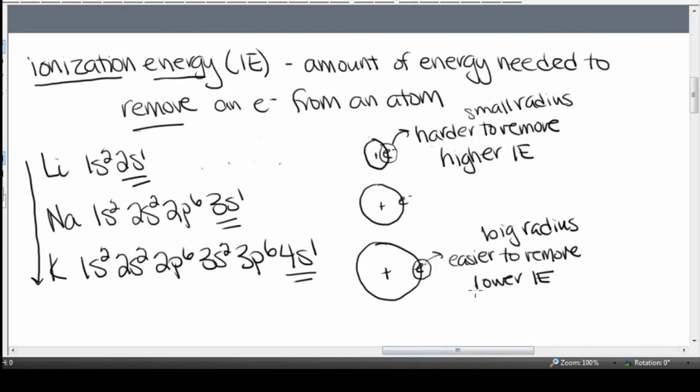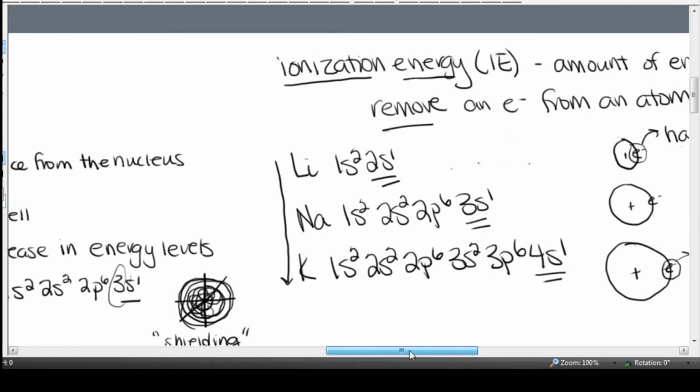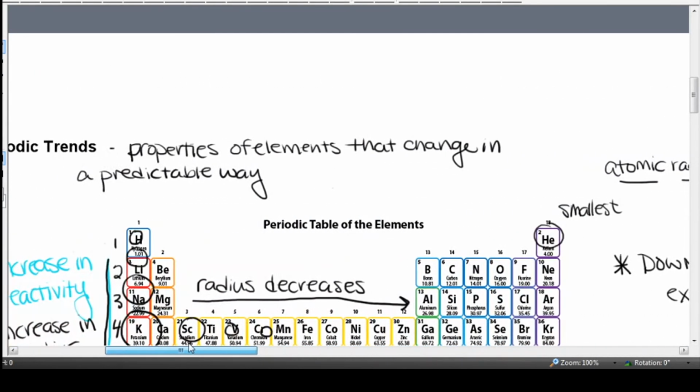Which means that if you only need a little bit of energy to get that reaction to happen, that reaction is going to be really exciting. It's going to happen really fast. And that's why potassium was the most reactive. Let's go back to our periodic table. Let's draw that trend in.